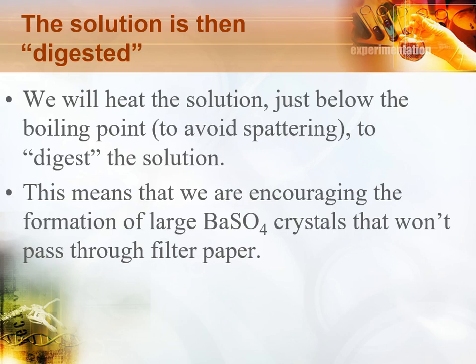Because the next step that we're going to do is we're going to filter it. And the filter paper has small holes that will allow the solution to pass through. But we don't want to have barium sulfate crystals that are so small that they pass through as well. So the digestion process encourages the formation of large barium sulfate crystals that won't pass through the filter paper. It also helps us to form a really nice, orderly barium sulfate crystal, and we don't want to trap any other ions in it either. We want to make sure that we have pure, very large barium sulfate crystals, and the digestion process will make that happen.